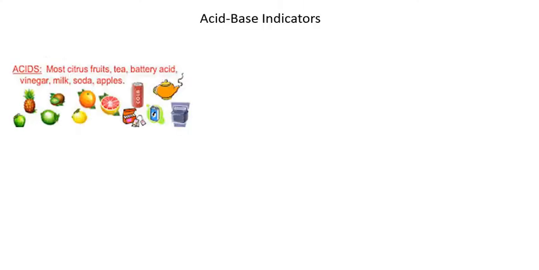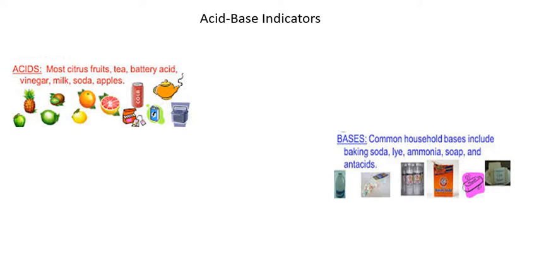Good day, grade 7s. Today's lesson is based on acid-base indicators. How do we determine whether a substance is an acid or a base, or how strong an acid it is, or how strong a base it is?